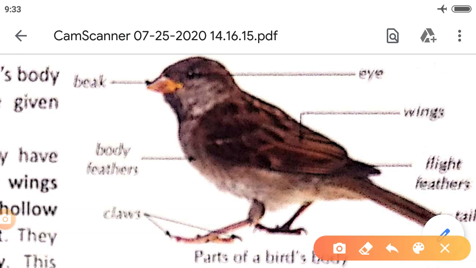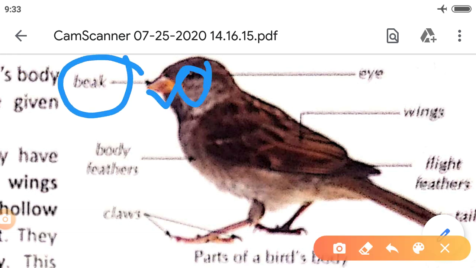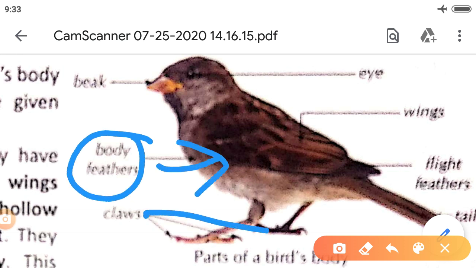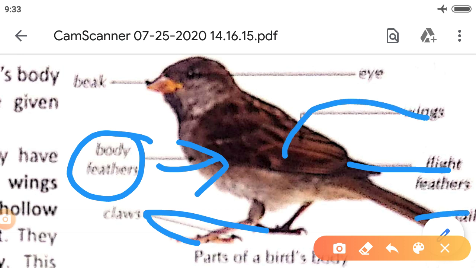Okay. Here is the beak. Then this one is the eye. Then here are the body feathers. Then claws, flight feathers, which are used for flying. Then these are the wings, and this is the tail. These all are the body parts of the bird.